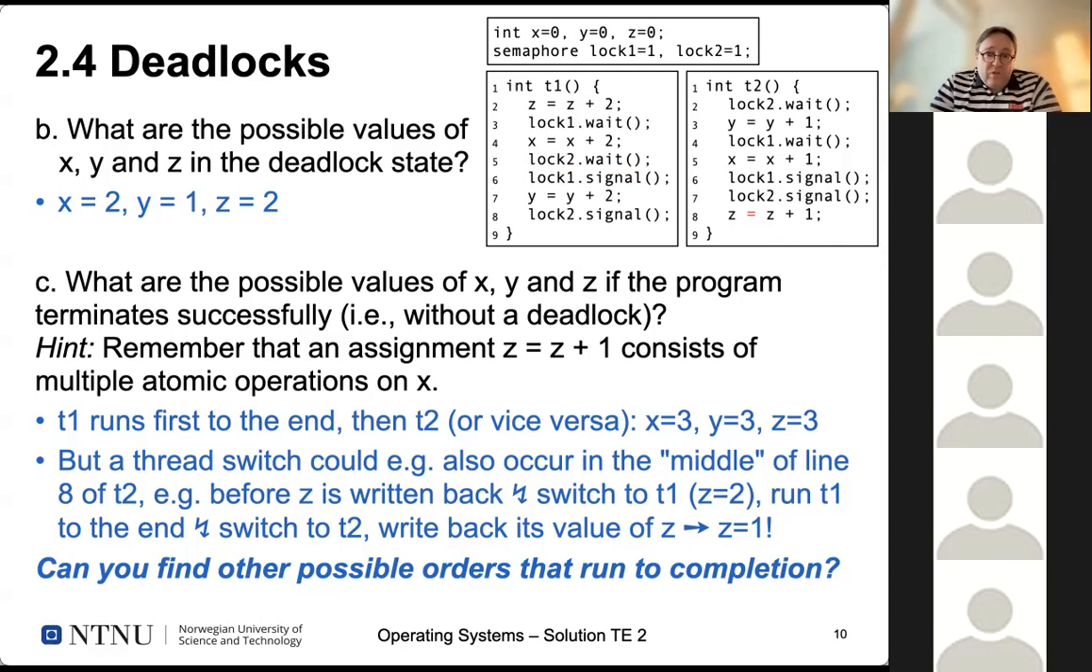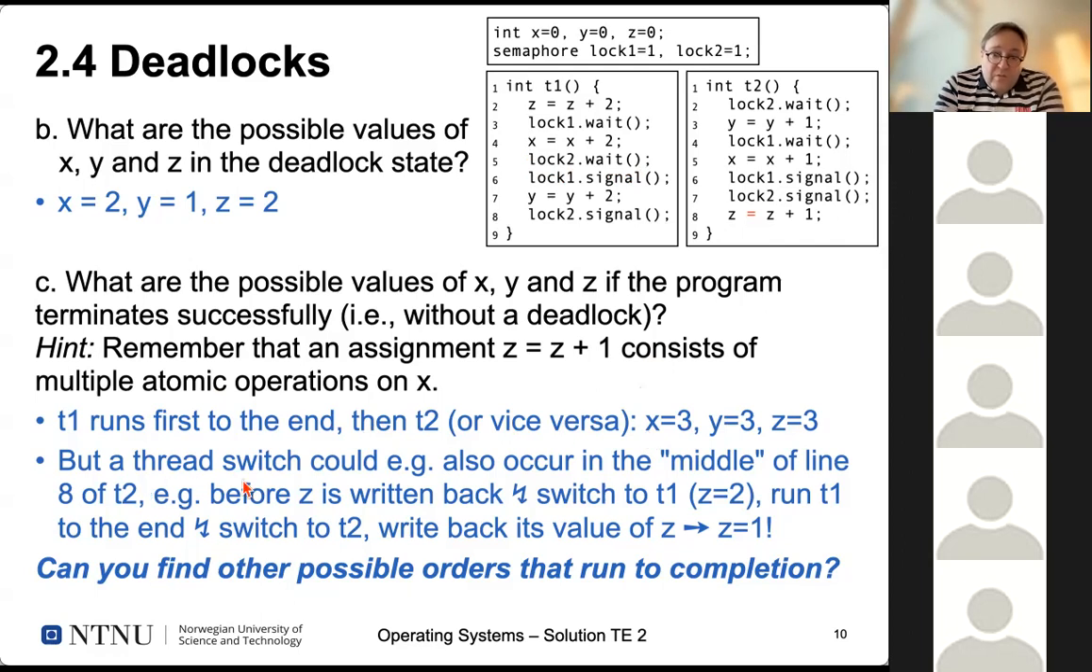Now, the other question was, what are possible values of X, Y, and Z if the program terminates successfully without a deadlock? And here I gave a hint of what we discussed before. An assignment like Z equals Z plus 1 consists of multiple atomic operations on machine language level. So the simple case: first T1 runs to the end, then T2, or the other way around. We would have the value 3 in all variables here.